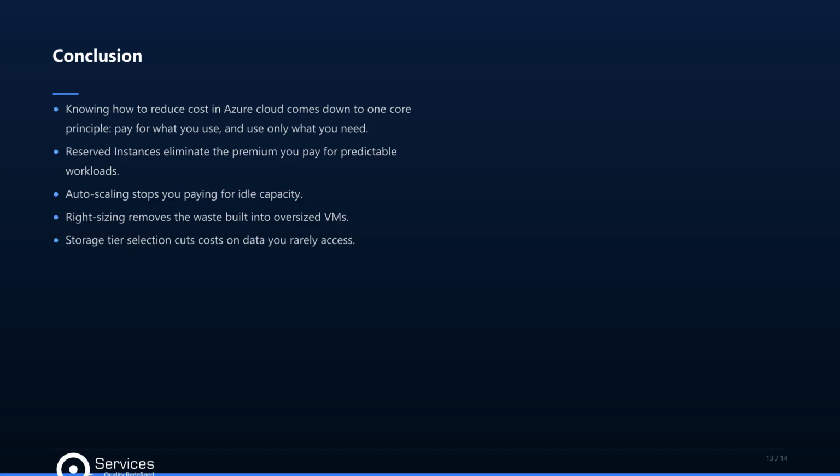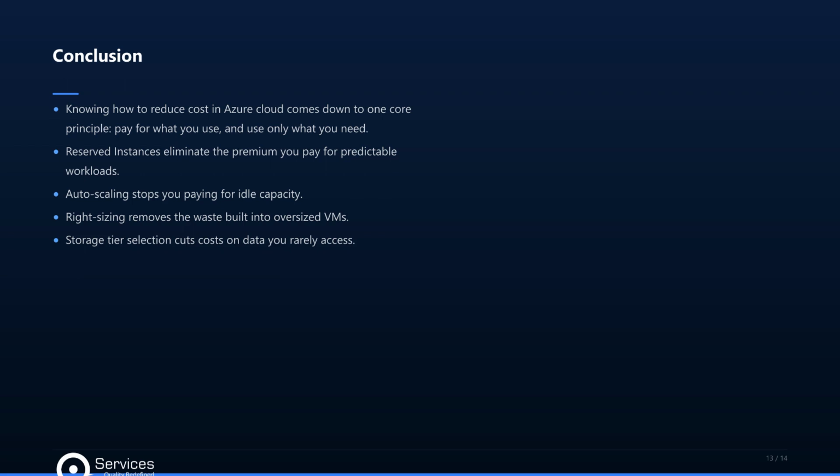Reserved instances eliminate the premium you pay for predictable workloads. Autoscaling stops you paying for idle capacity. Right-sizing removes the waste built into oversized VMs. Storage tier selection cuts costs on data you rarely access. Budget alerts keep you informed before surprises reach your invoice.